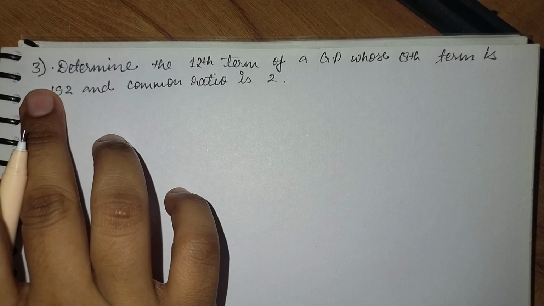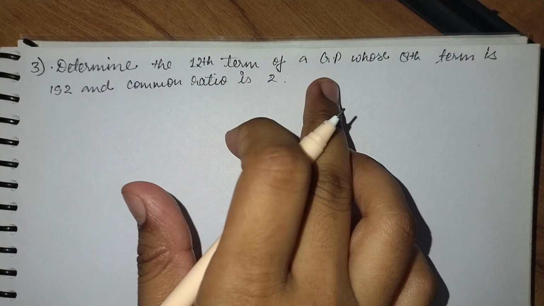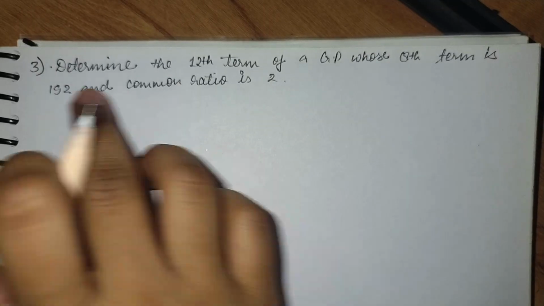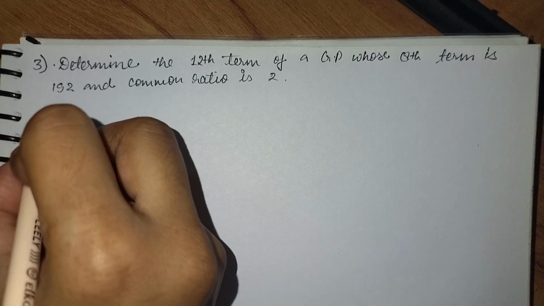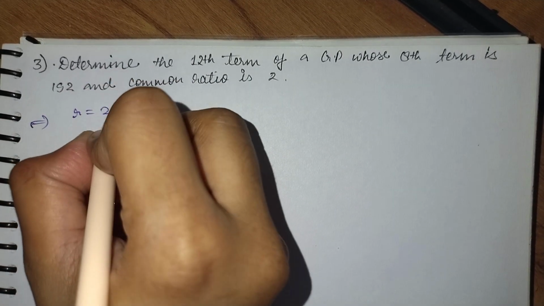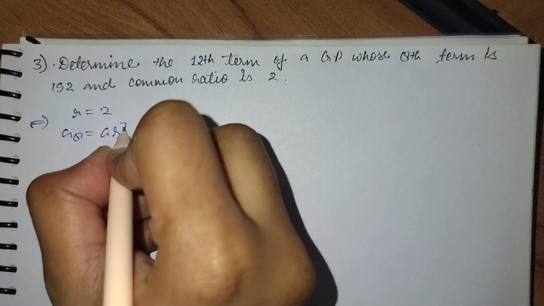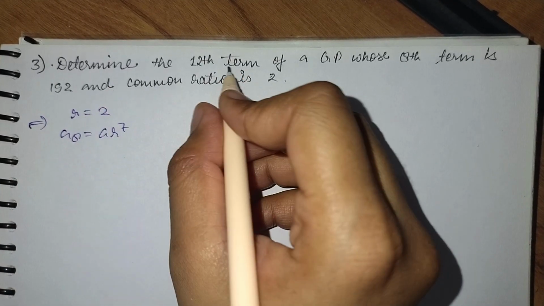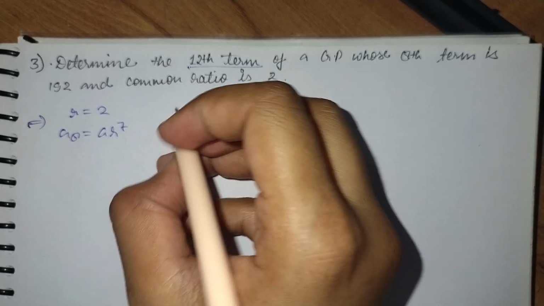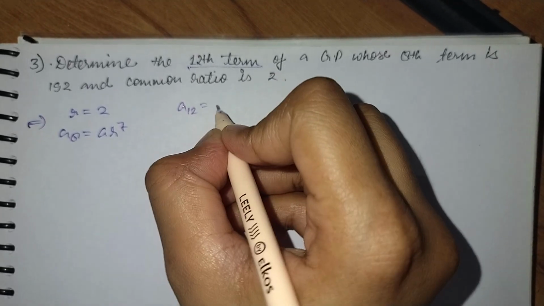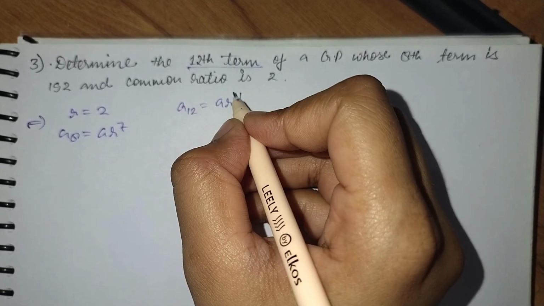Now let us solve question number 3. We have to determine the 12th term of a GP whose 8th term is 192 and common ratio is 2. Common ratio is 2 and 8th term A8 is AR^7. So to find the 12th term, that will become AR^11.